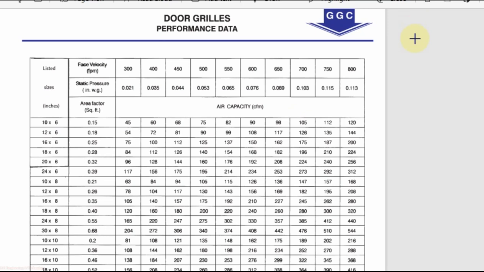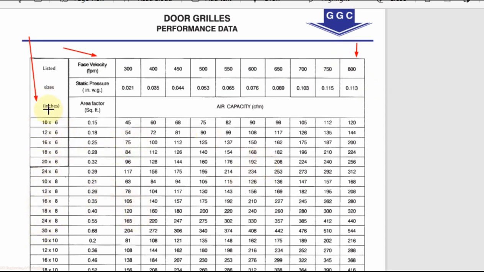This table is used to select the non-vision transfer grill or door grill. The first column is showing the different sizes for the door grill in inches, and the top row is showing the face velocity for these grills. The face velocity starts from 300 fpm and goes up to 800 fpm. As we know, at 800 fpm also there is no issue for sound, and the middle portion is showing the airflow in CFM for all these sizes of the grill.